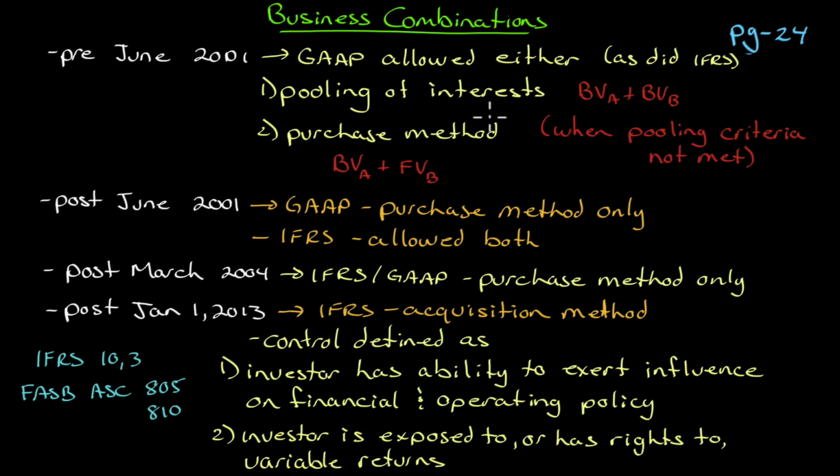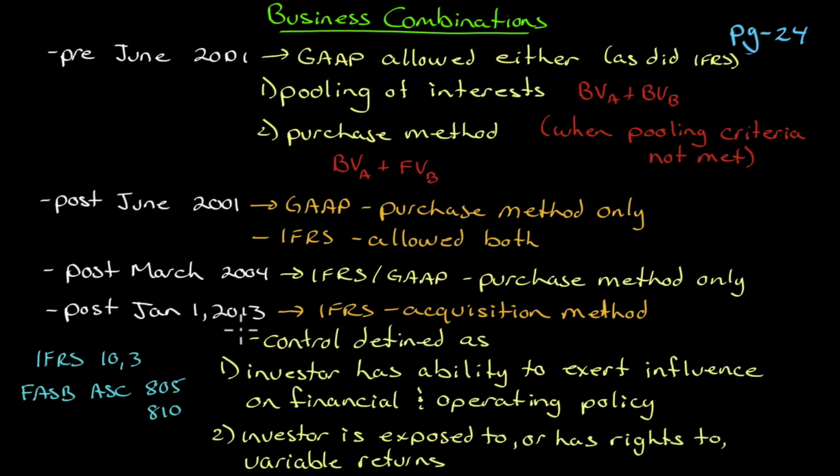Now you can see a difference between these going forward. If you had a choice between pooling of interest and purchase method and your motivation was to report the highest net income you could, you don't want to revalue your assets and take larger depreciation. You'd rather use the pooling of interests method, right? Post June 2001, GAAP dropped the pooling of interest and went purchase method only. IFRS still allowed for both. After March 2004, IFRS and GAAP both are with the purchase method only. So the pooling of interest was gone. Using the book value of both was gone. You're going to use the book value of the acquirer and add to it the fair value of the acquiree.